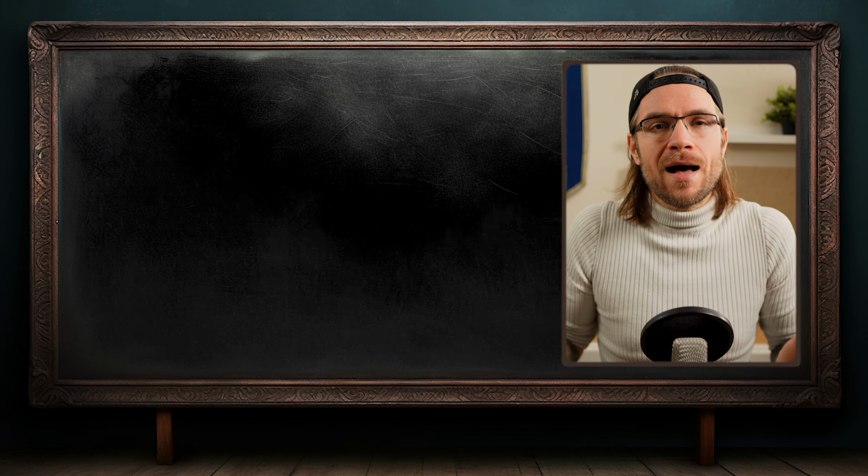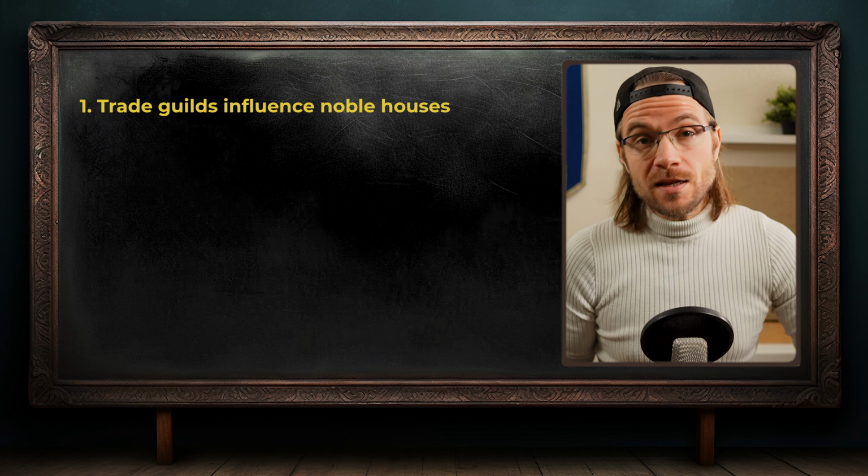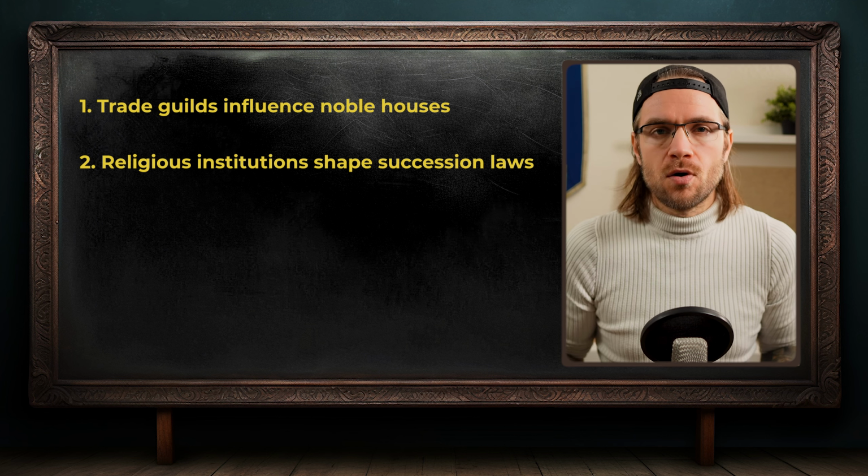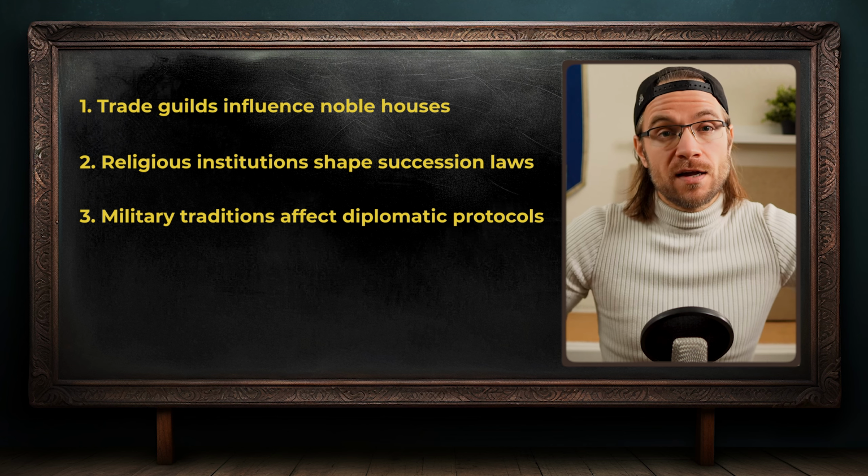In my own writing, I found that political consistency goes beyond just tracking rules and hierarchies. It extends to how different parts of society interact. Trade guilds influence noble houses, religious institutions shape succession laws, military traditions affect diplomatic protocols. These interconnections create a rich tapestry of cause and effect that makes your world feel alive.